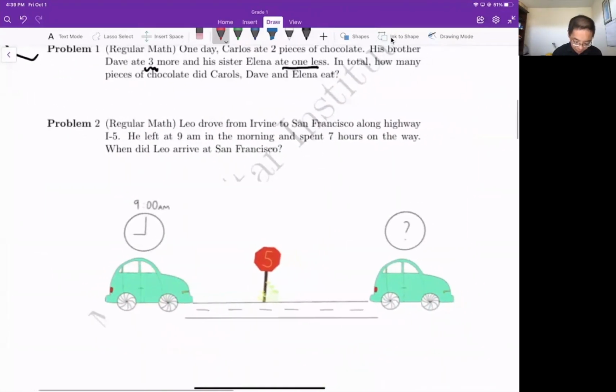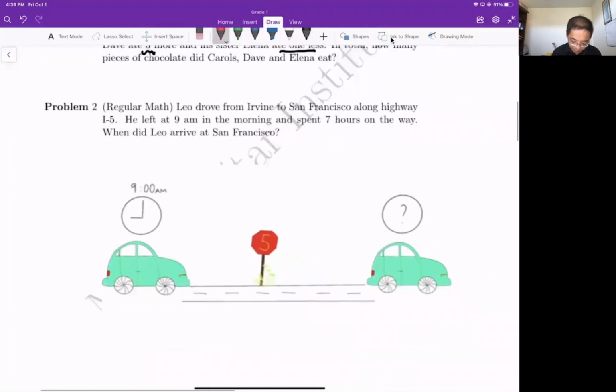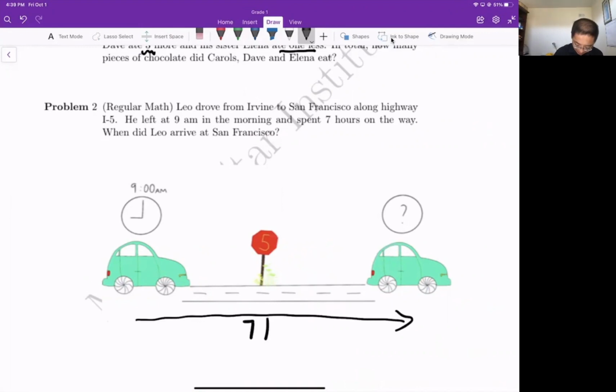Problem number 2. Leo drove from Irvine to San Francisco along Highway 5. He left at 9 a.m. in the morning and spent 7 hours on the way. Now, the question asks, when Leo arrived at San Francisco, what time is it?